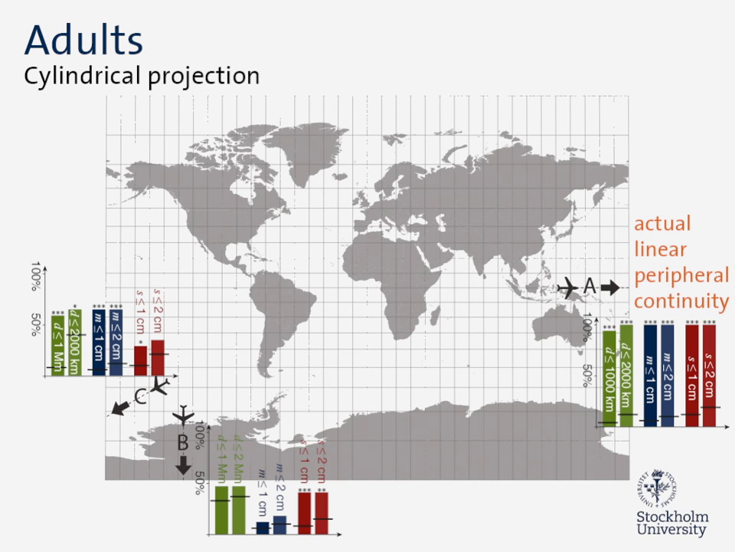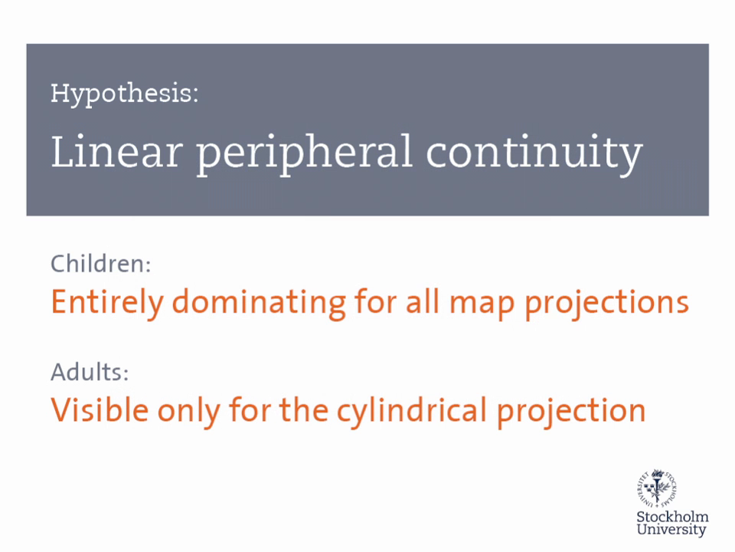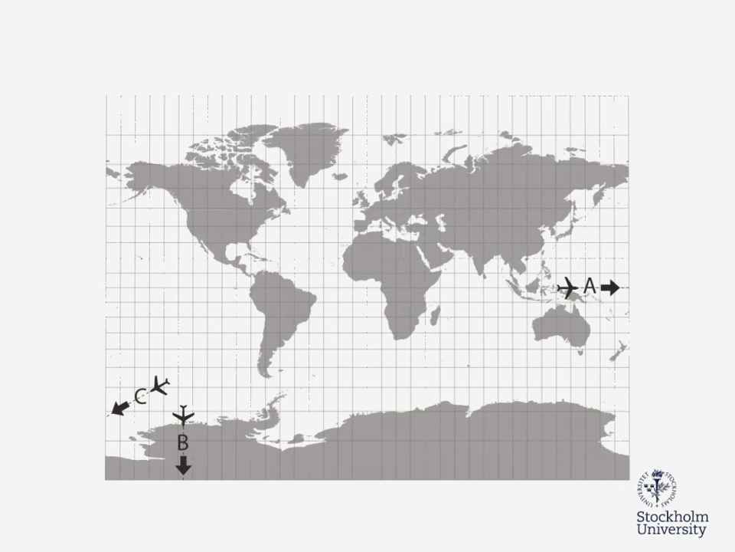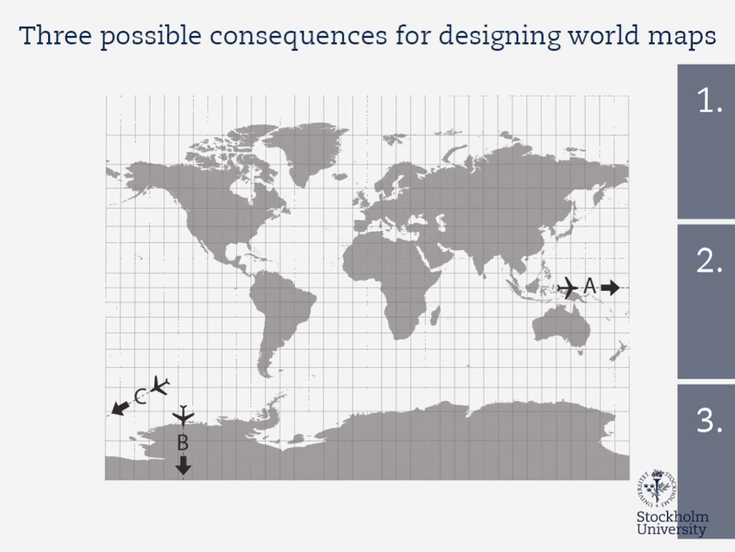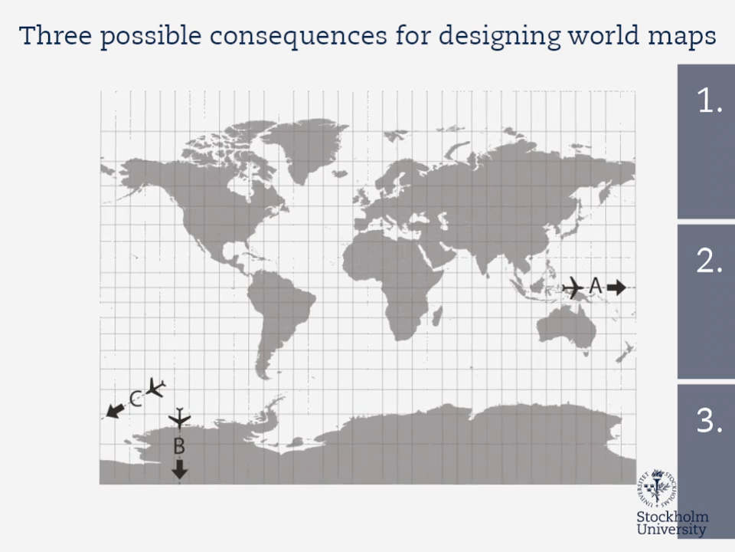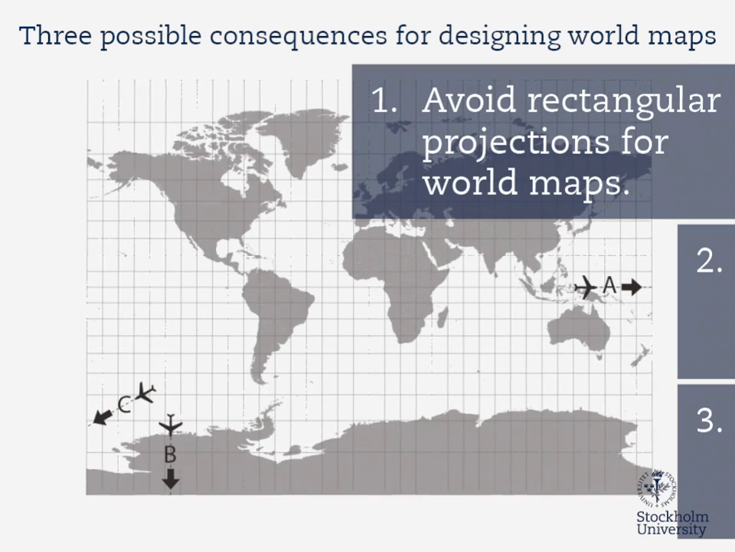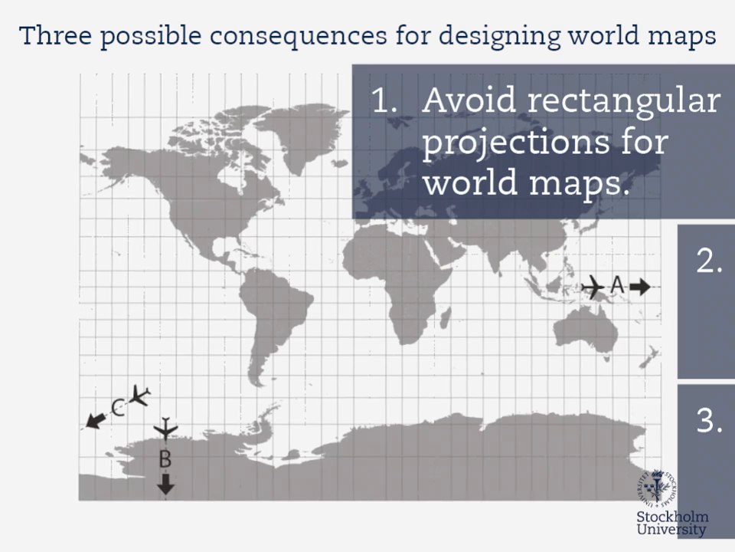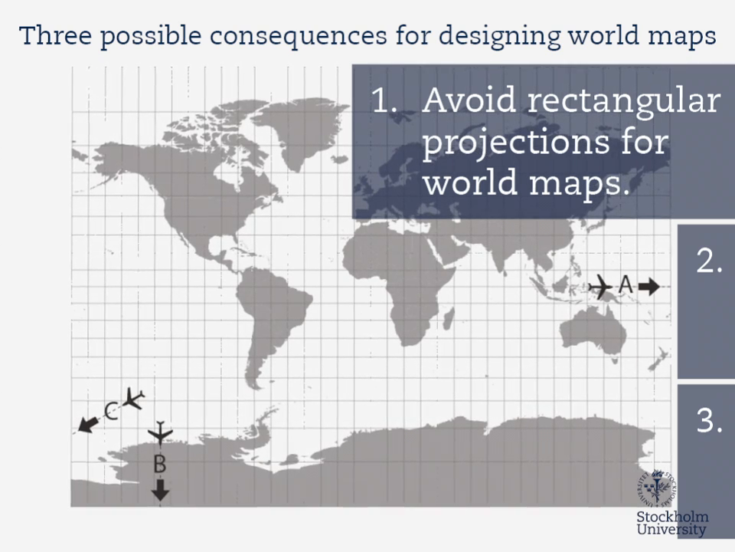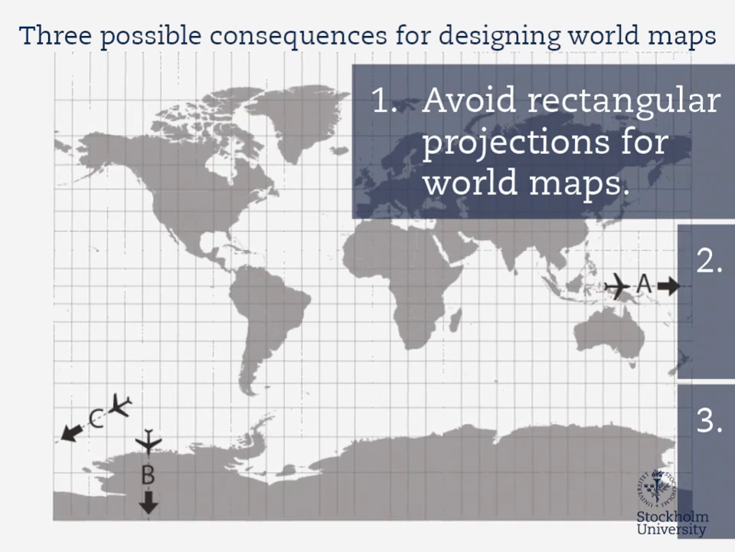Now, when this naive understanding has been illuminated, peripheral continuation of world maps can be addressed by researchers, educators, and mapmakers to improve our understanding of our world. Regarding mapmaking, I will now present three possible consequences for designing world maps. The only projection in the study where adults tended to follow the hypothesis of linear peripheral continuity was the cylindrical projection. Probably the straight lines and right angles did not help the respondents to get rid of the Euclidean thinking. A consequence of this is to avoid rectangular projections for world maps.